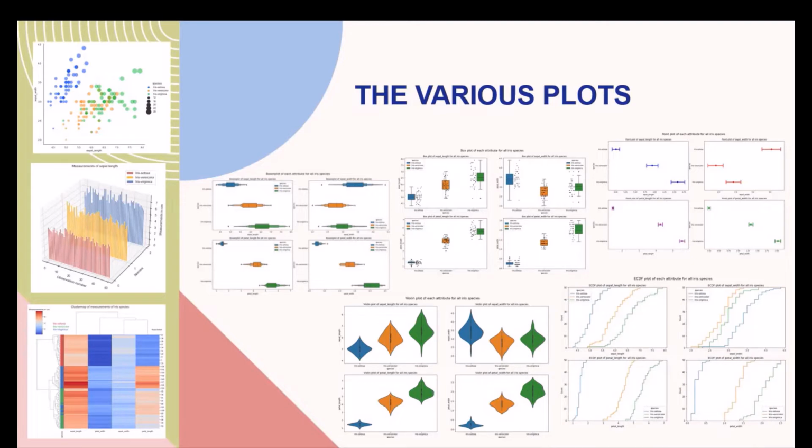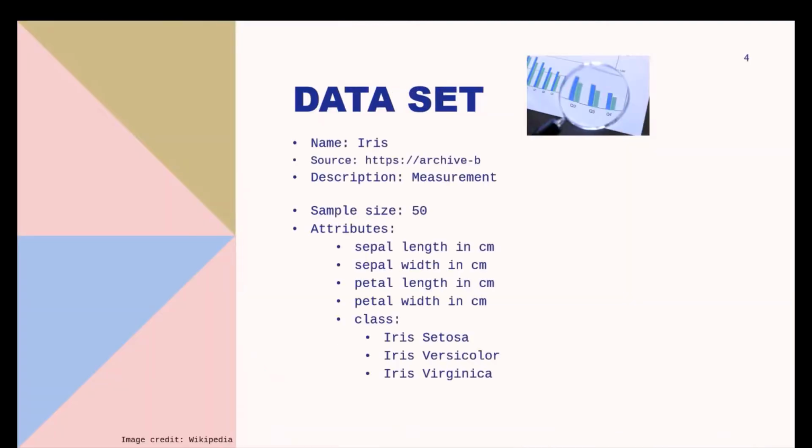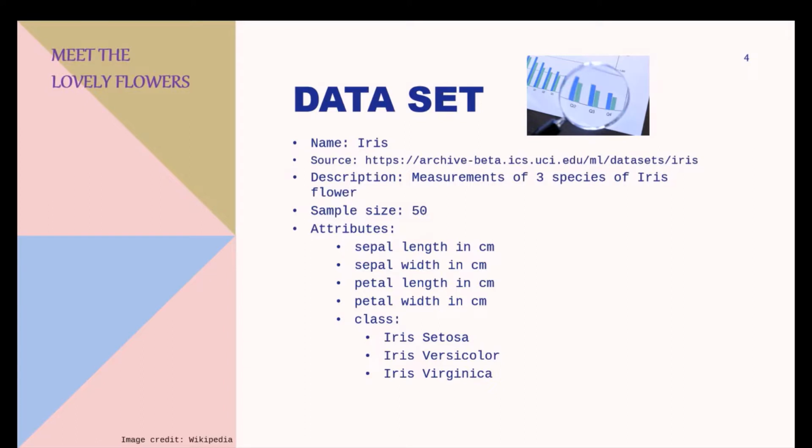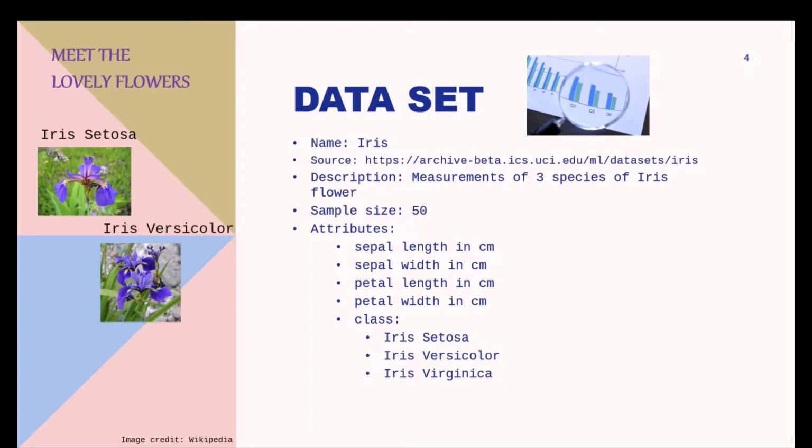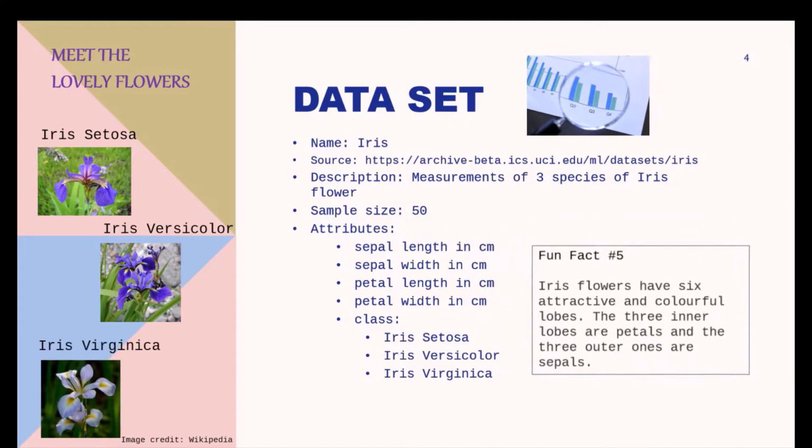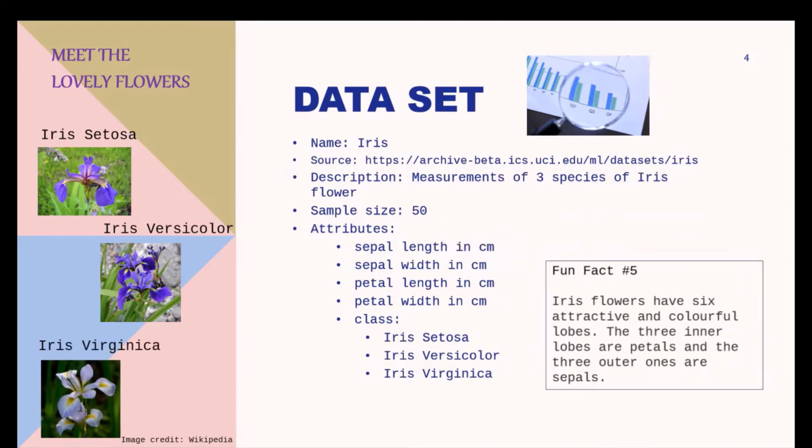We will be using the iris dataset for plotting. The dataset consists of 50 quantitative values across 5 variables for 3 species of irises. Let's begin.